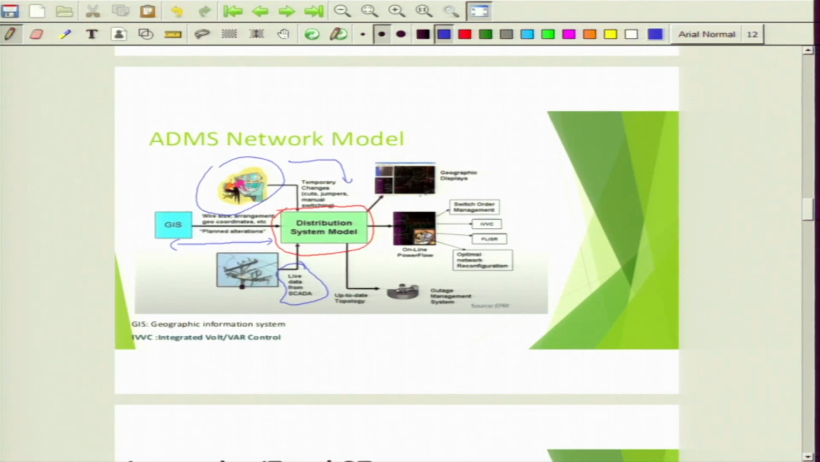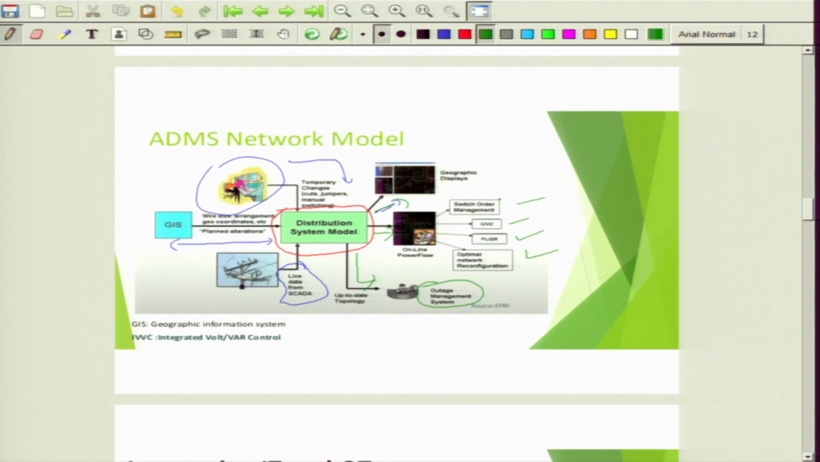And then geographic displays. The outcome is, you can see here, the geographic displays, and then online power flow, and up-to-date topology which is used for the outage management system. Then online power flow will be helpful for taking actions such as volt/var control, fault location isolation, service restoration, optimal network reconfiguration, switch order management. So, this is completely the ADMS network model.